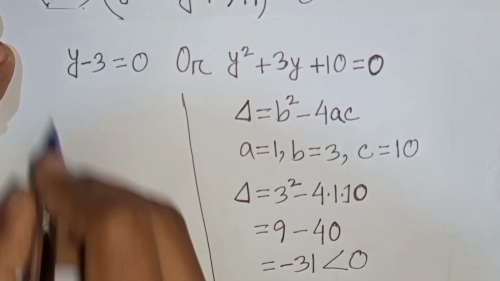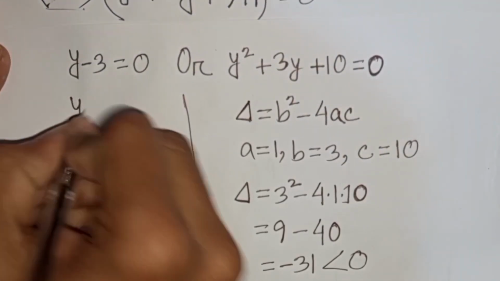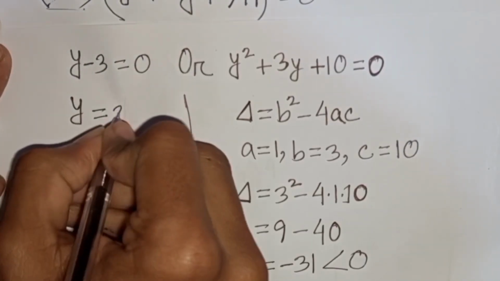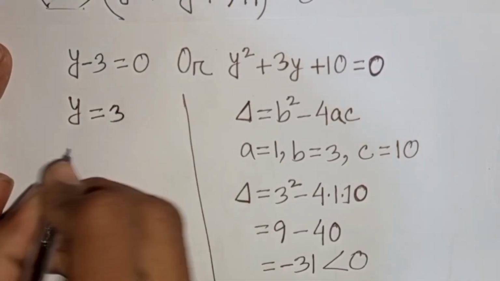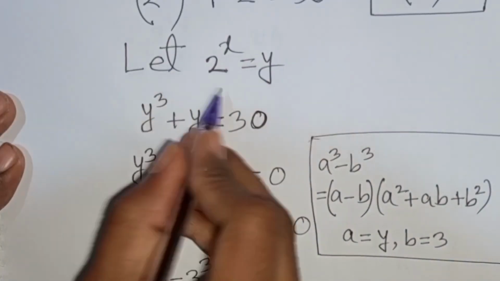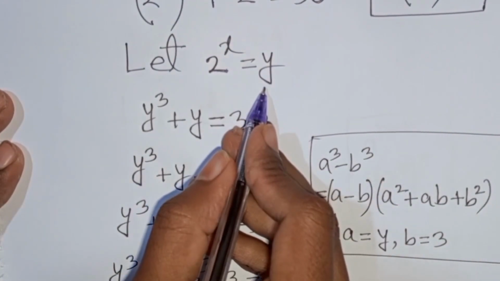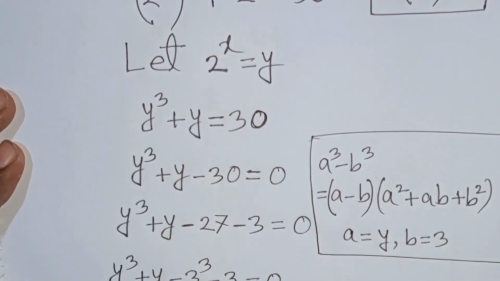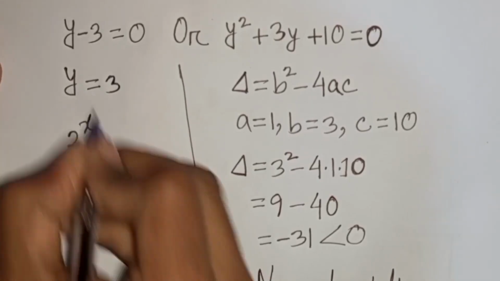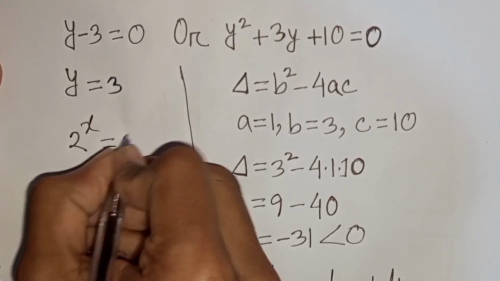Now from here y is equal to this minus 3 taken to the right side, so this will be plus 3. Now we see y is equal to 3, but remember that we let 2^x be substituted by y. So y, that means 2^x, is equal to 3.